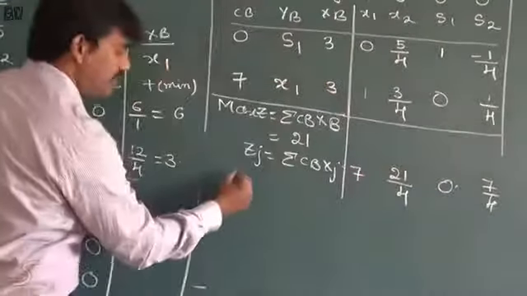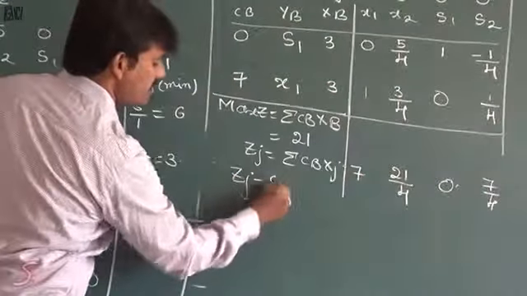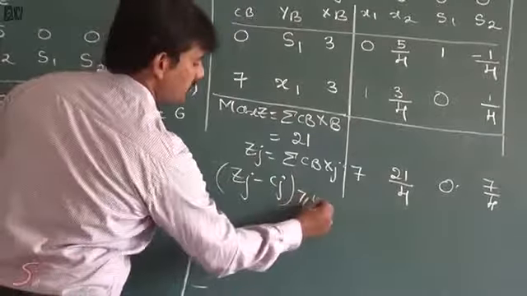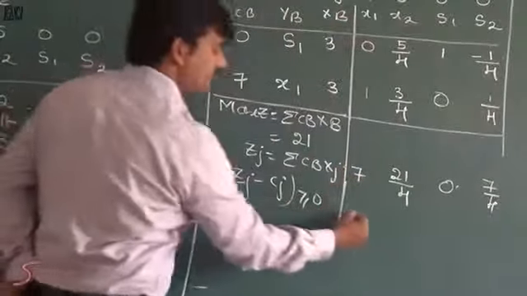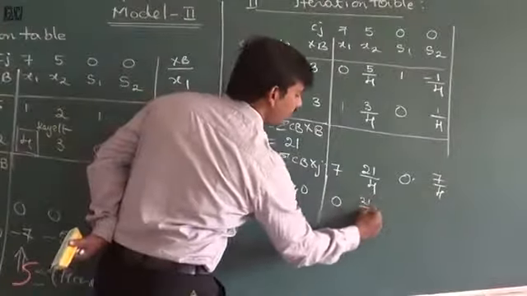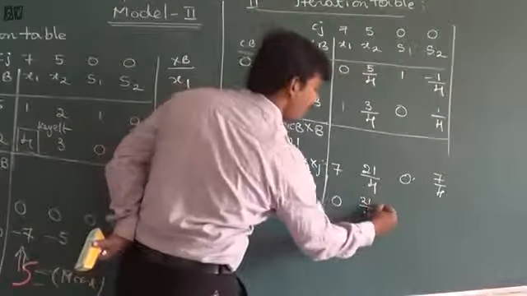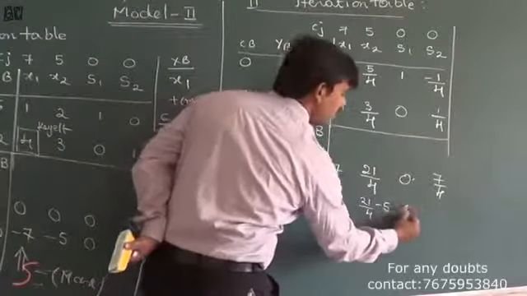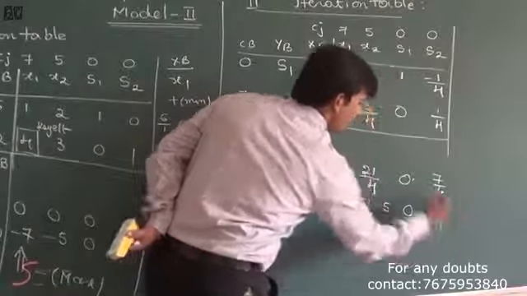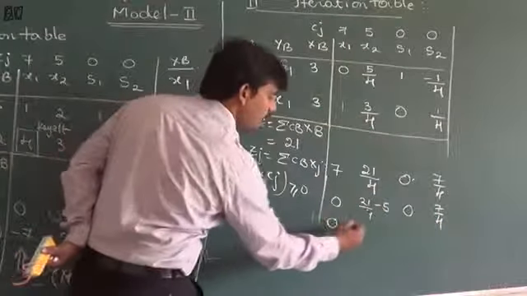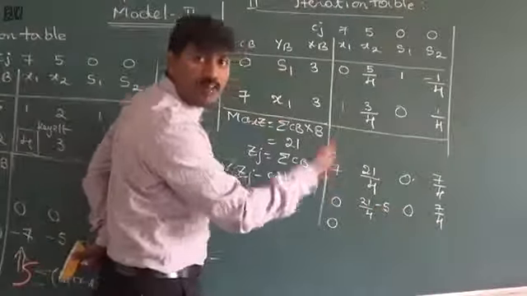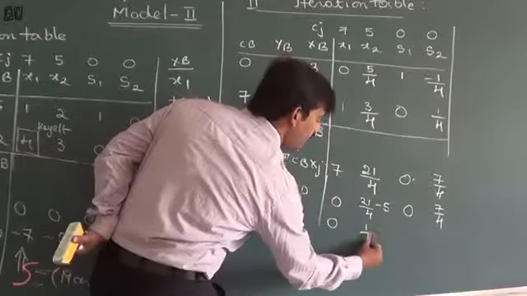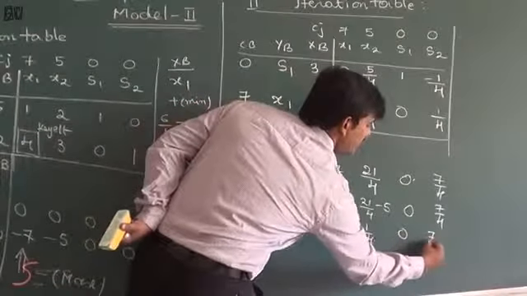Obviously, we have the net evaluation condition, that is Zj minus Cj greater than or equal to 0. 7 minus 7 is 0. 21 by 4 minus 5. 0 into 0 and again 7 by 4. So simply I am going to cancel here 0. 4 5s are 20. 21 minus 20 is obviously 1 by 4. That is 0 and again 7 by 4.